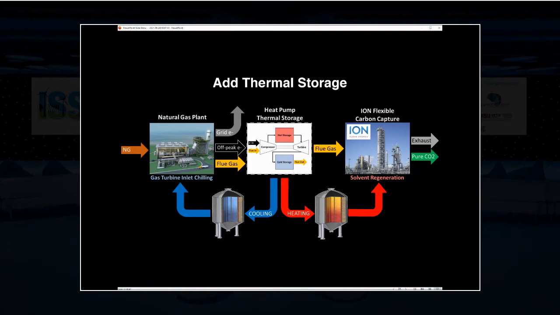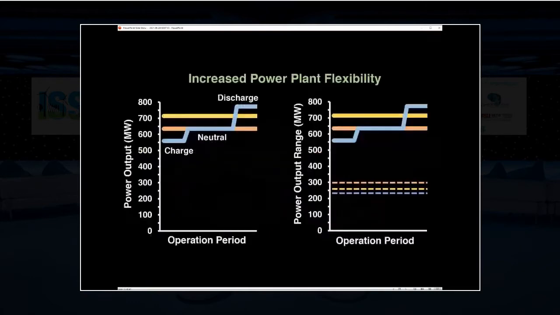And we use both hot and cold thermal storage. So you can use the hot thermal storage to supply heat to the carbon capture unit. And so you don't need that huge parasitic load on the host power plant because all the heat is coming from the thermal storage. So you can output more power to the grid. And you can also use cold thermal storage to chill the inlet air for the power plant, which improves the overall efficiency of the power plant.